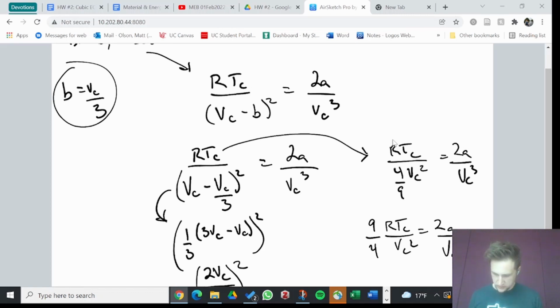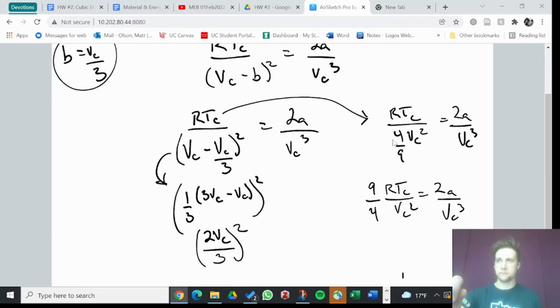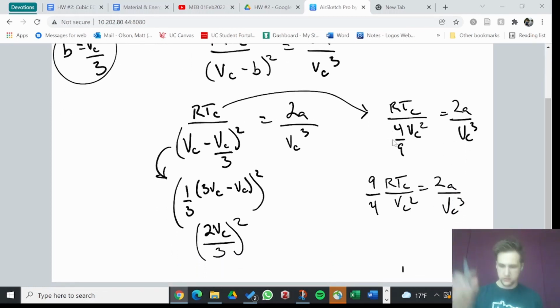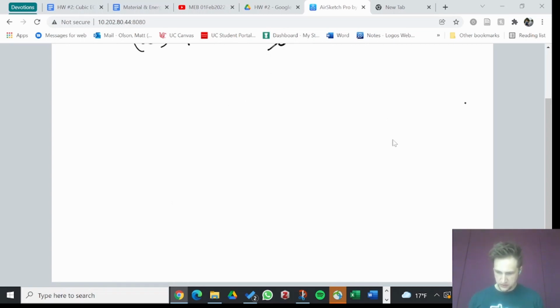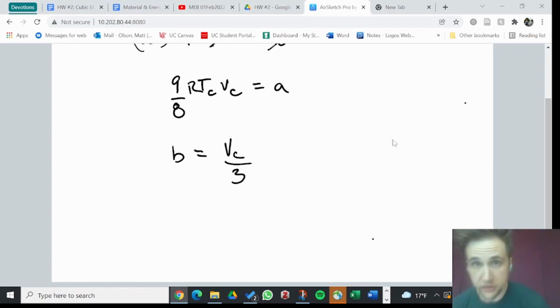This should be VC squared. I forgot to carry that over when I did that, due to the square right here. So we got that inputted now, meaning this needs to be VC squared. So now we're going to be left with 9/8 RTC VC equals A. So that is our parameter for A solved, and B again is VC divided by 3.